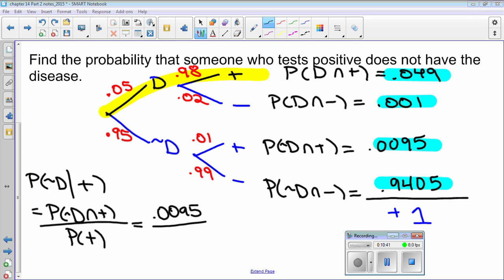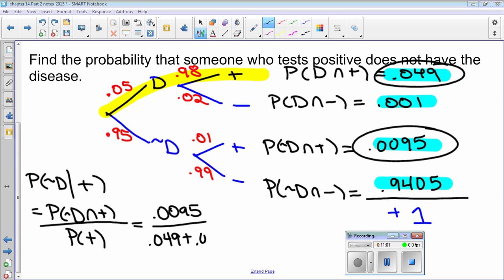Yes. There's two ways to test positive. I can have the disease and test positive, or I can not have the disease and test positive. So I actually have to take these two numbers and add them together. And that's your denominator. So 0.049 plus 0.0095 becomes my denominator. And when I divide those things, let's see what I get.